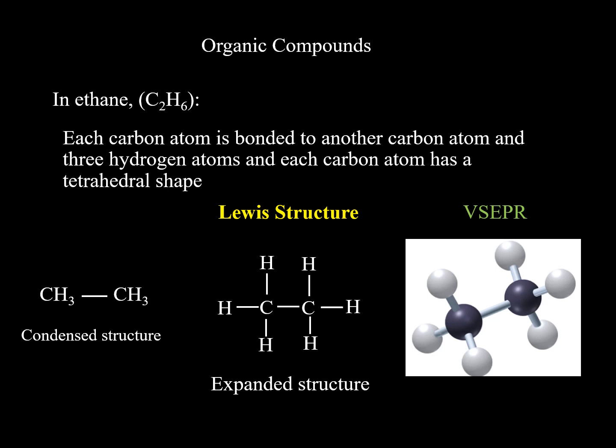This is an example of ethane. We'll talk about later why it's called ethane. But ethane has two carbons. And as I said earlier, each carbon has to have four bonds. So this carbon has four bonds: one, two, three, four. And this is the same thing for the other carbon. It has one, two, three, four bonds connected to this carbon.